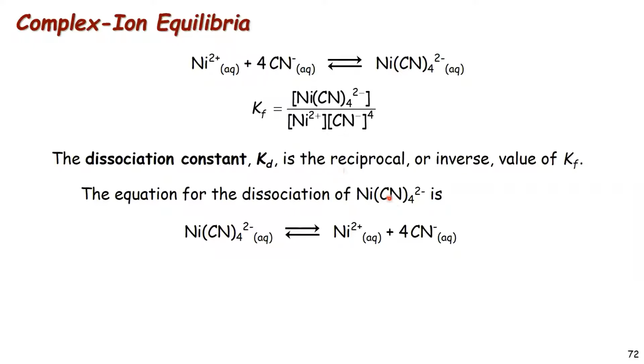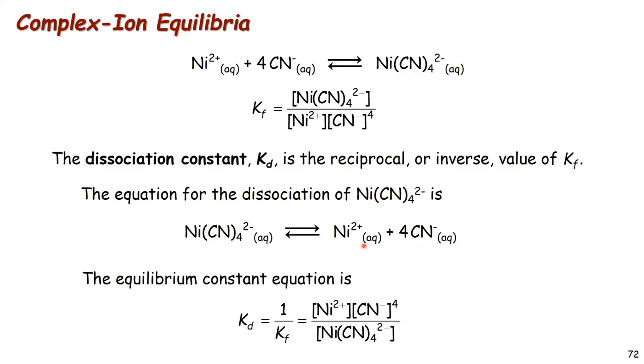Okay, so here we simply flip the reaction. So now we have the complex ion dissociating into the nickel and the cyanide. Now, why did we do that? Well, because remember, KD is going to be the inverse of KF. So if this was 10 to the 31, it's going to be 1 over 10 to the 31. So it's going to go from a huge number to a really, really small number.